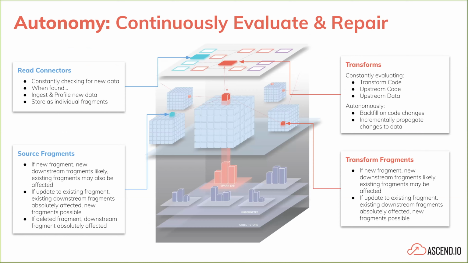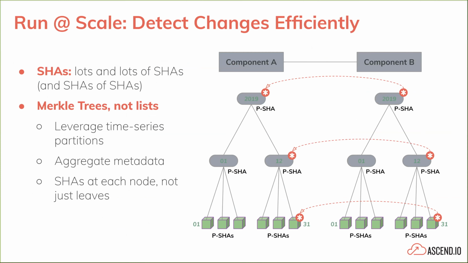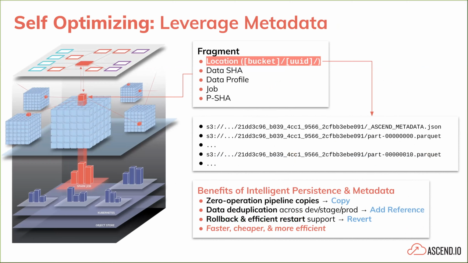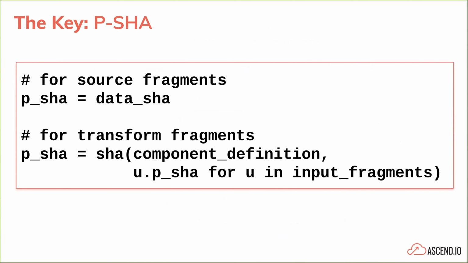And the trick is to do it efficiently, to be able to do this at scale, and be able to handle all of that while also leveraging metadata and creating optimizations far beyond what we could manually create. And if nothing else, it's all because of these PSHAs, this ability to create these fingerprints and to recursively create these fingerprints gives us the ability to know what's in the right state, what's in the wrong state, and go ahead and create the right job to fix it.